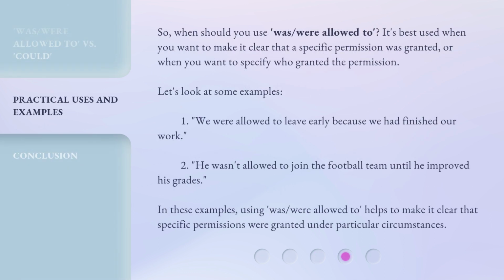So, when should you use "was, were allowed to"? It's best used when you want to make it clear that a specific permission was granted, or when you want to specify who granted the permission. Let's look at some examples. 1. We were allowed to leave early because we had finished our work. 2. He wasn't allowed to join the football team until he improved his grades. In these examples, using "was, were allowed to" helps to make it clear that specific permissions were granted under particular circumstances.